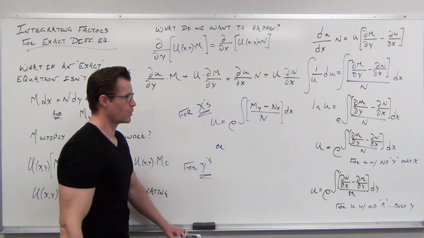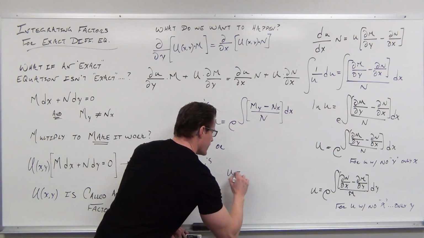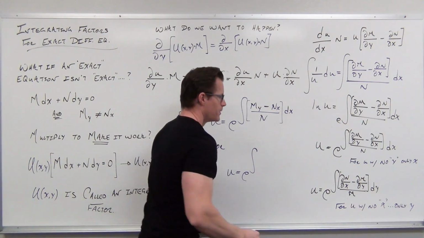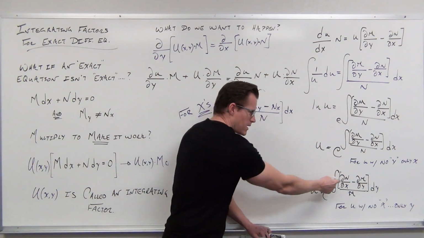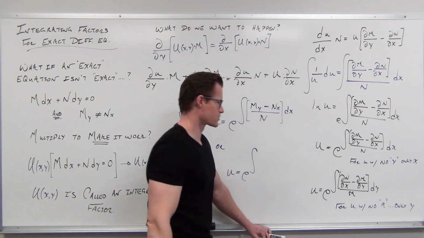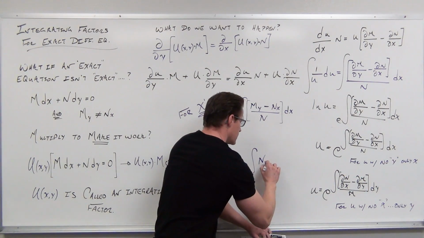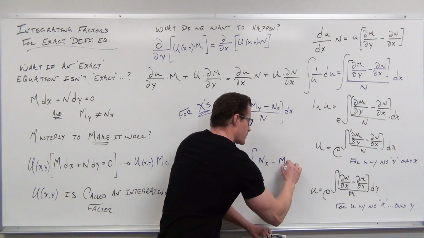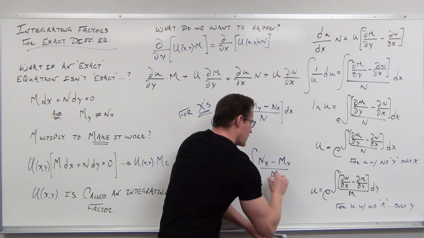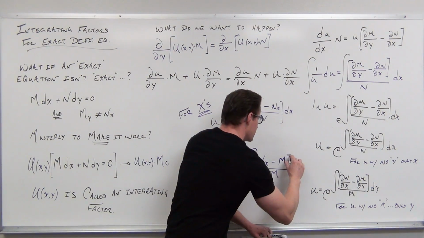Or for y's, what would happen? Well, then our integrating factor would be e to some integral, but it's the same thing in reverse. That right there, this is your mixed partials right there. This is the partial derivative of n with respect to x minus the partial derivative of m with respect to y divided by the m this time.